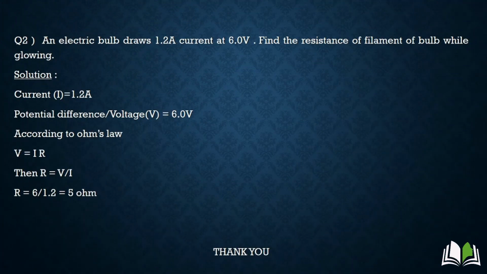The second question and the last one we have taken here is, an electric bulb draws 1.2 ampere current at 6 volt. Find the resistance. This can be very easily found by Ohm's law. As you all know, from Ohm's law, V is equal to I R. Here V and I are given, so R is equal to nothing but V by I. So from the formula we can find R is equal to 5 ohm.